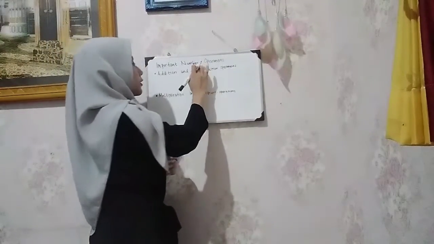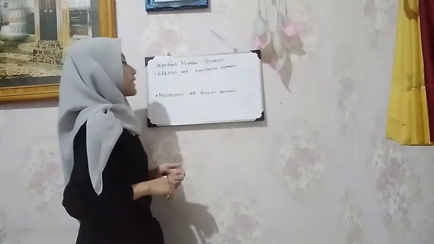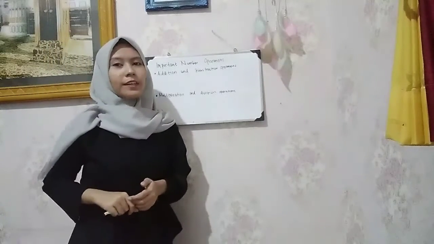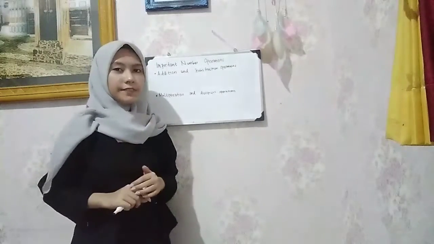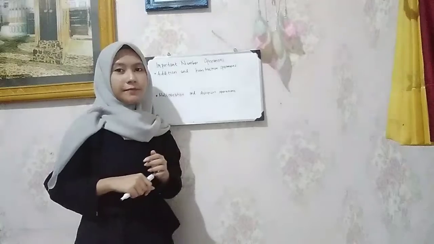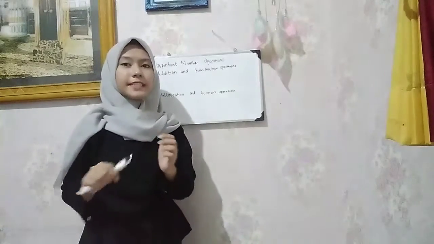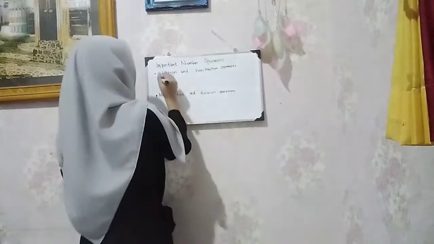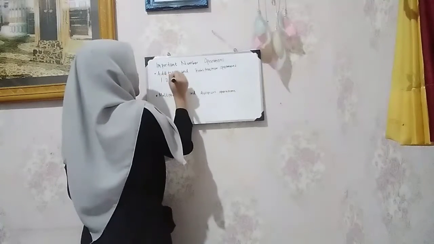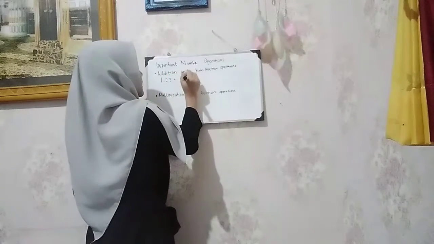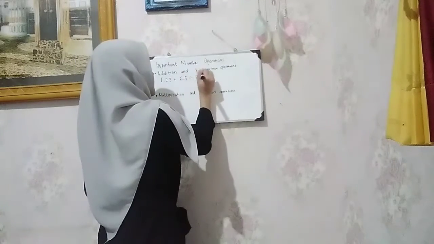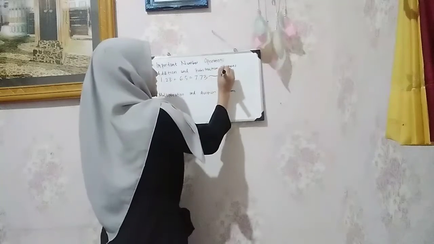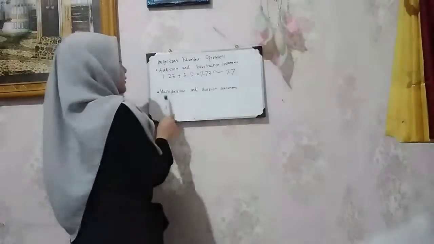Important number operations. Number 1, addition and subtraction operation. There are no specific rules on addition and subtraction operation. It's just that rounding for decimal numbers follows the least estimated numbers. For example, 1.23 plus 6.5 equals 7.73, rounded to 7.7.